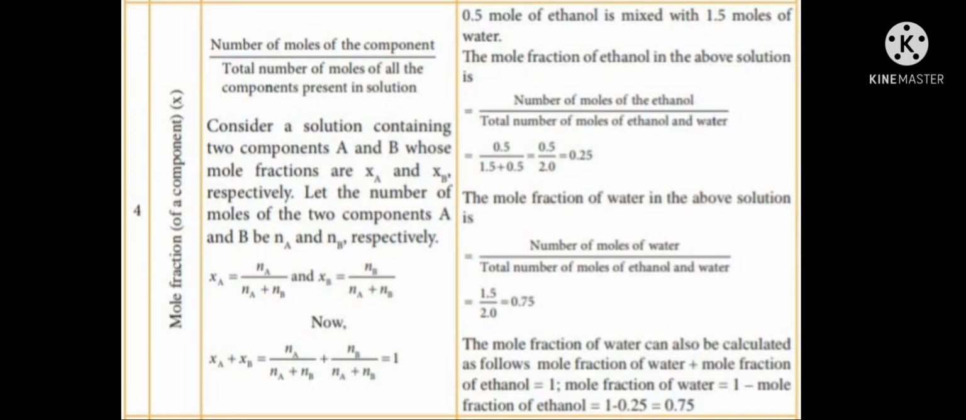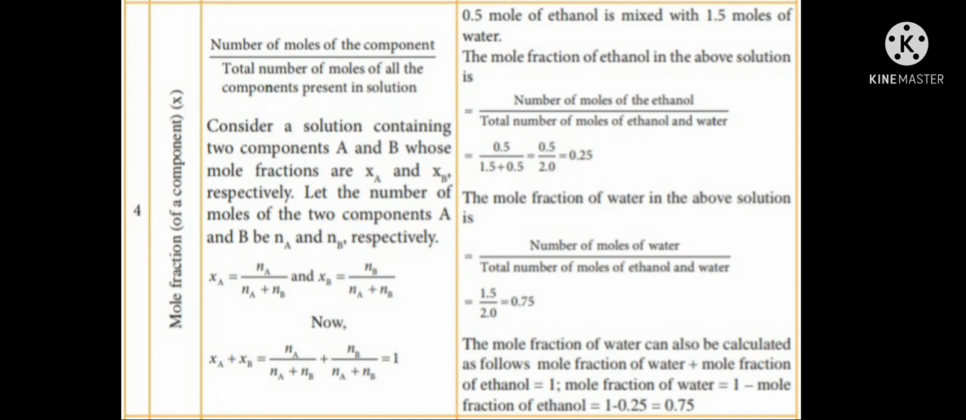Mole fraction is expressed as number of moles of the component divided by total number of moles of all the components present in solution. Here X represents mole fraction. Consider a solution containing two components, namely A and B. Here Xa and Xb are mole fractions of the component A and B respectively, where Na and Nb are the number of moles of the two components A and B respectively.